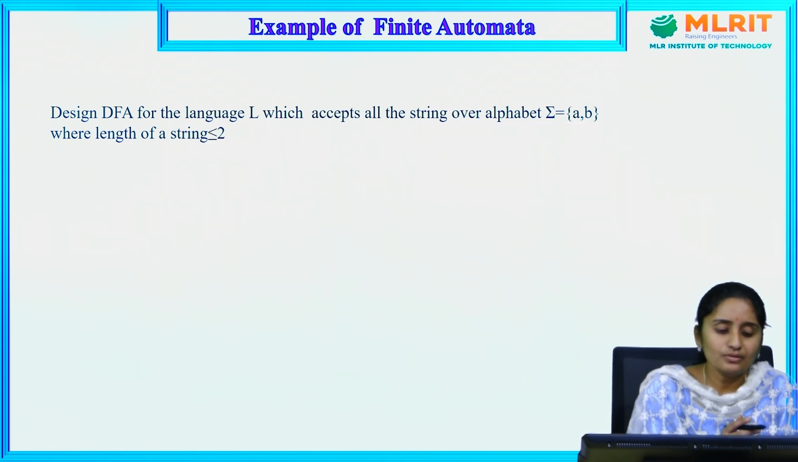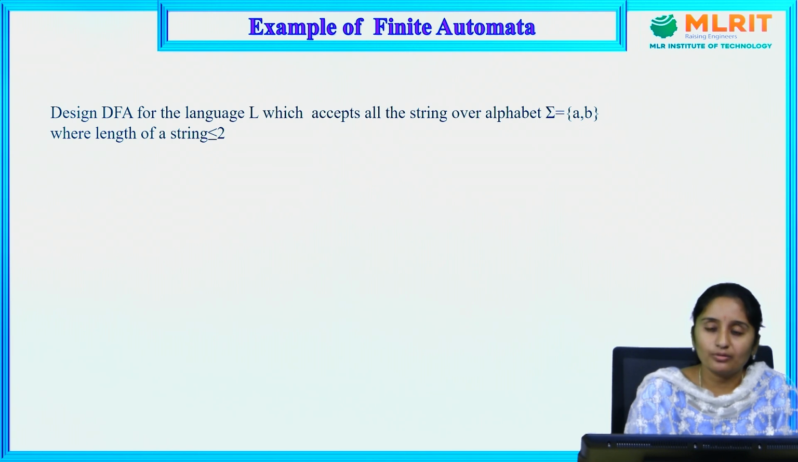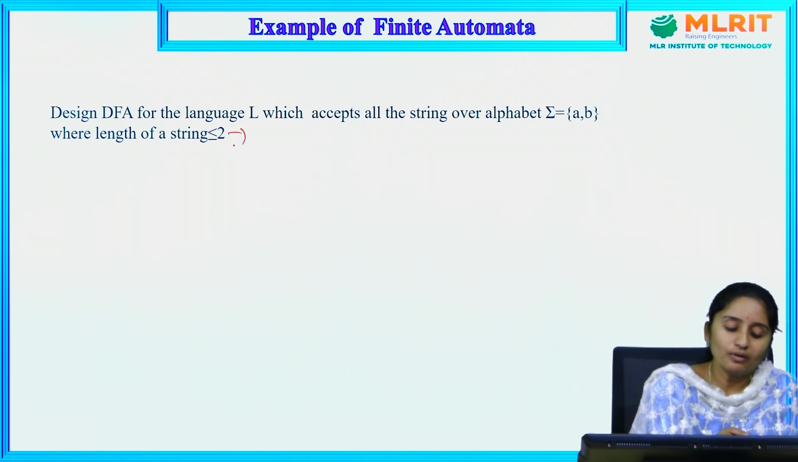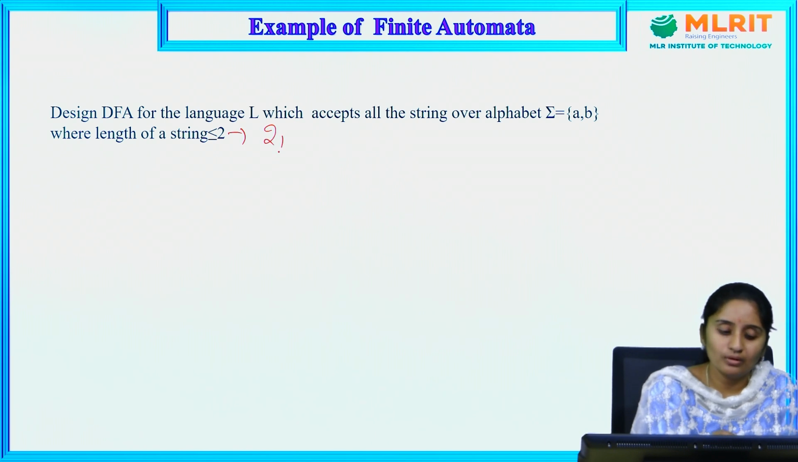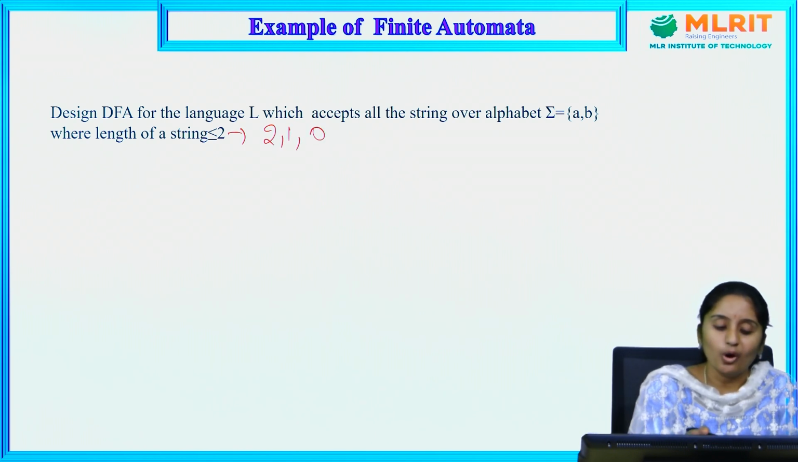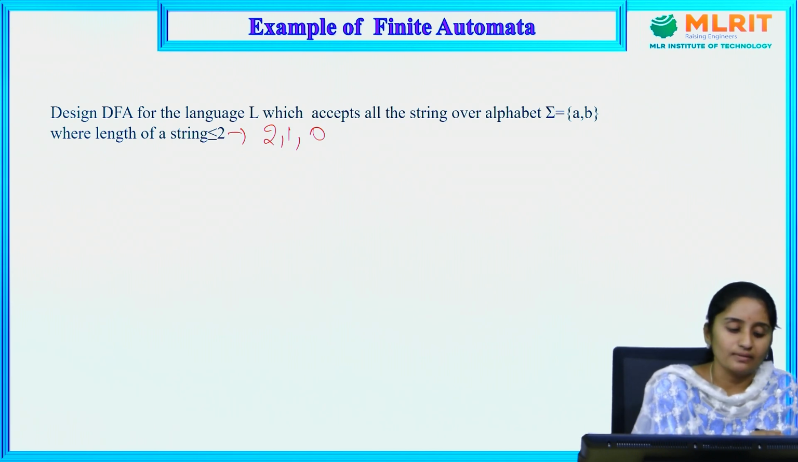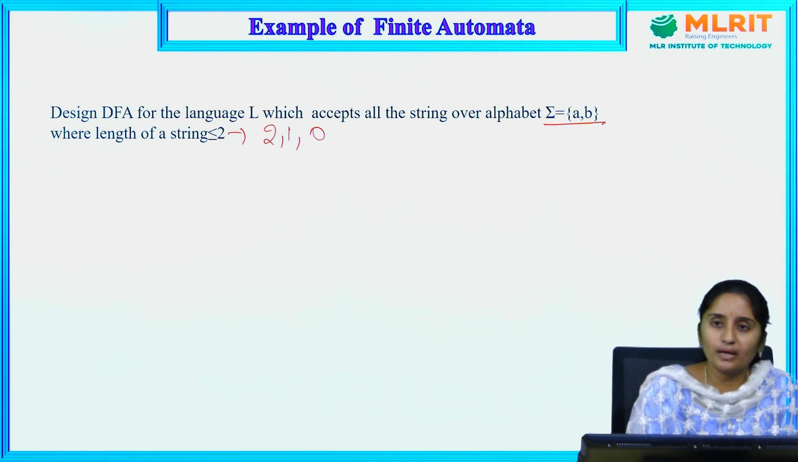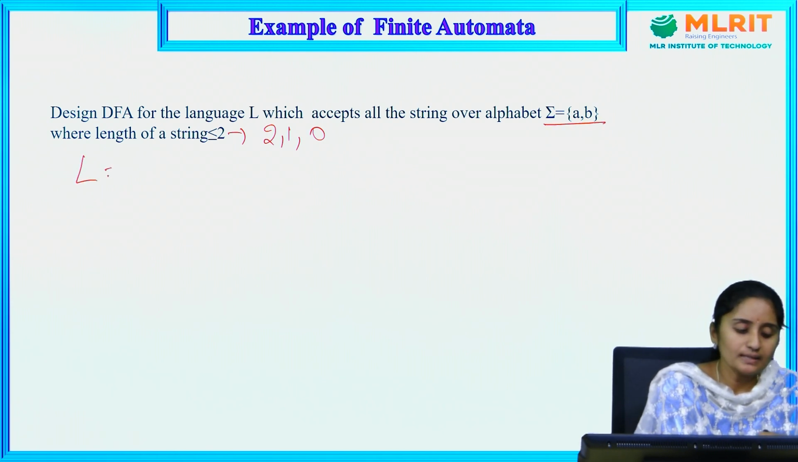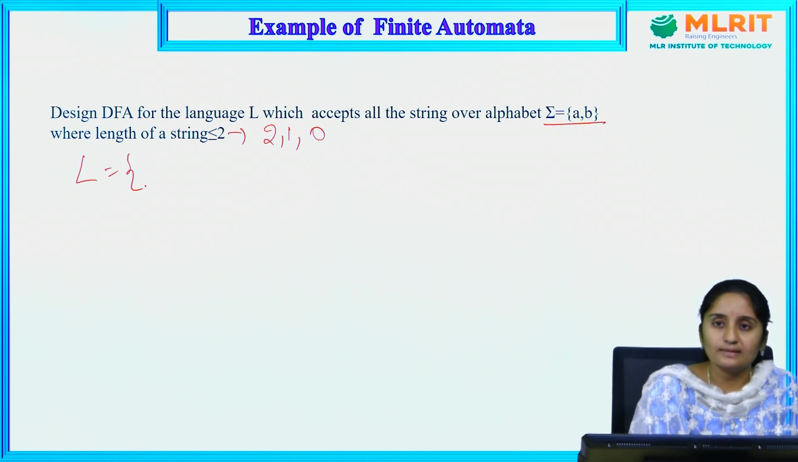So the next one is where the length of the string is less than or equal to 2. Less than or equal to 2 is nothing but I can have 2, I can have 1, I can have 0. So, not more than 2. The string length can be 0, 1 or 2, over an alphabet sigma equal to a comma b. So, let us construct a language.